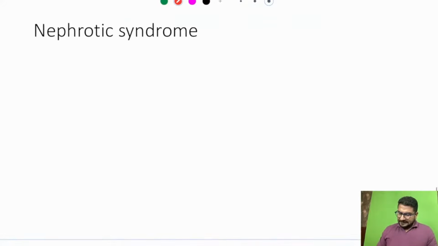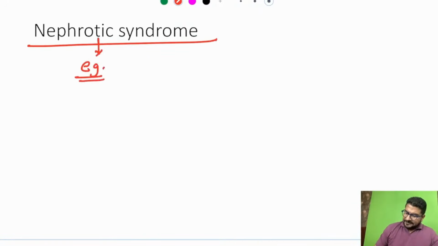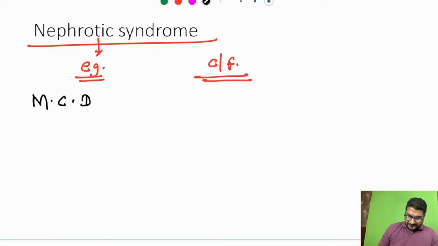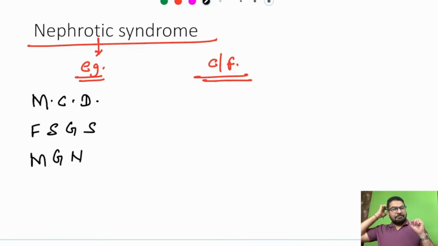Now understand, we'll talk about nephrotic syndrome in detail. So first, what are the diseases which we have in nephrotic syndrome, and what are the symptoms. So what are the examples and what are the clinical features of nephrotic syndrome. First disease I will say here is MCD. MCD means minimal change disease. Second disease is focal segmental glomerulosclerosis. And third disease is MGN. MGN means membranous glomerulonephritis. So minimal change disease is the most common cause of nephrotic syndrome.